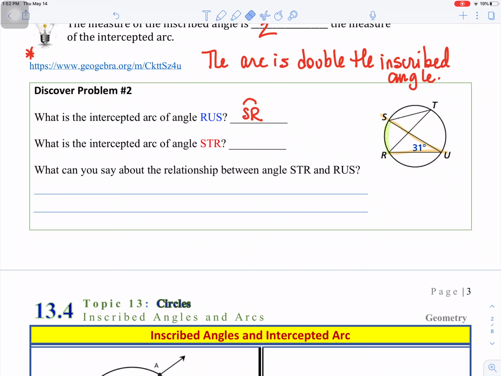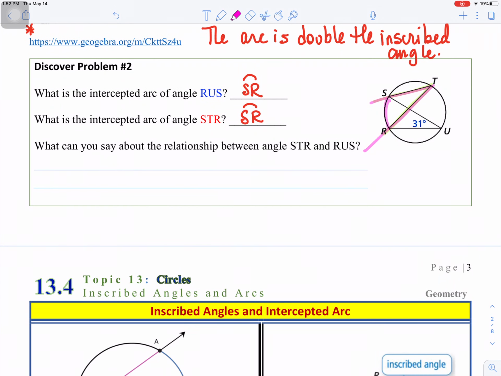And then I'm just going to erase my highlights here so I can refocus. What is the intercepted arc of angle STR? STR is over here. What is the intercepted arc for that angle? Also, SR, because it cuts into the circle here. It might take a little while for you to practice highlighting to see where the angle cuts into the circle and what the intercepted arc is for that angle.